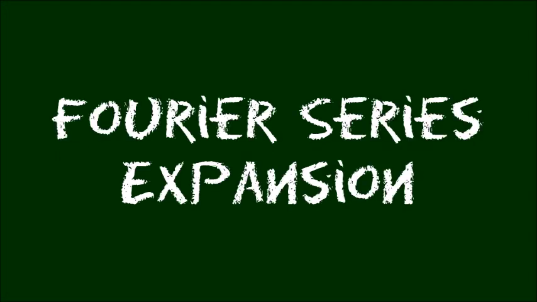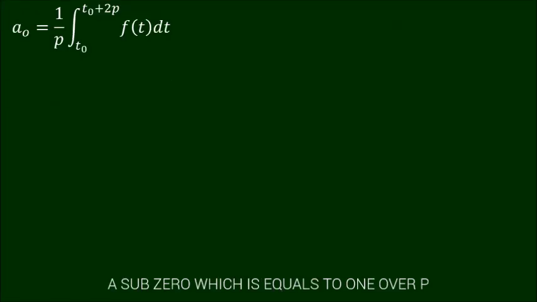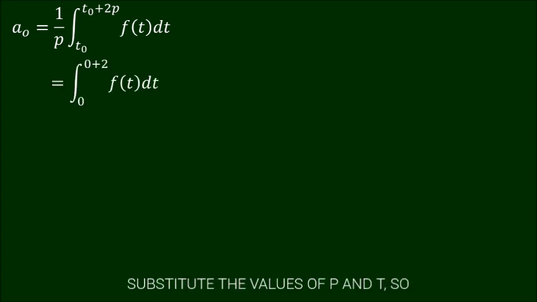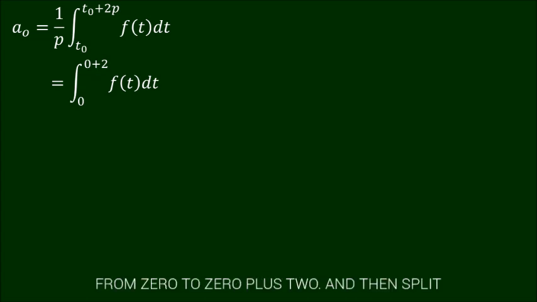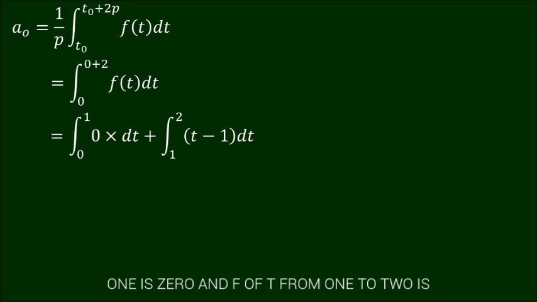Fourier Series expansion. Find the expansion of the given Fourier series. A sub 0 is equal to 1 over p integral of f of t dt from t sub 0 to t sub 0 plus 2p. Substitute the values of p and t, so we will have the integral of f of t dt from 0 to 0 plus 2. And then split into two integrals where f of t from 0 to 1 is 0 and f of t from 1 to 2 is t minus 1.